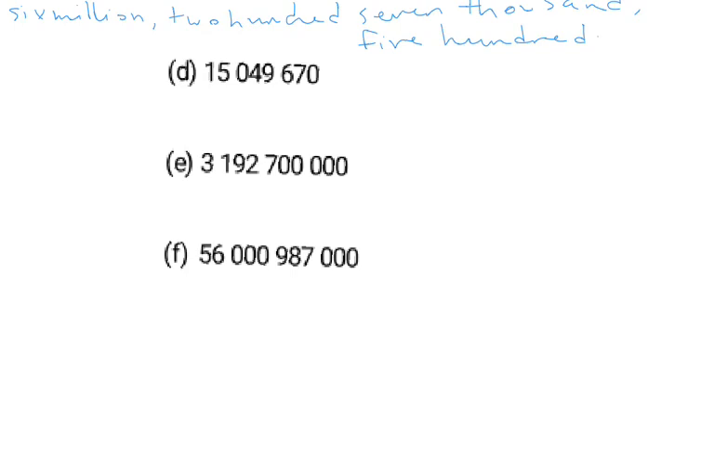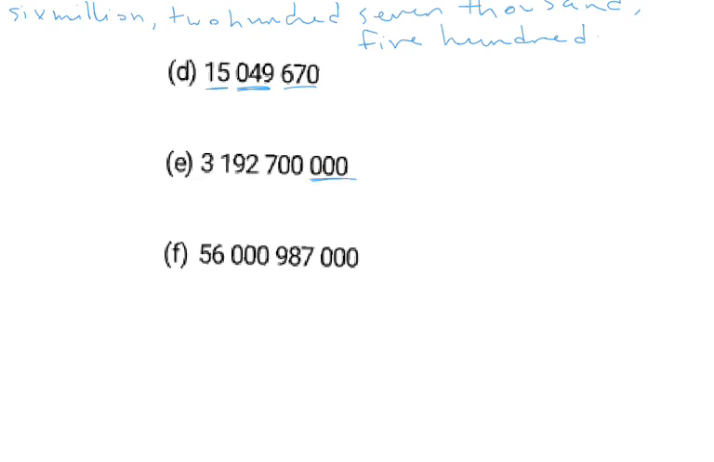The next one is I've got ones, so 670. I have 49 in the thousands and 15 in the millions. So I would write that as 15,049,670. I'll write out E.